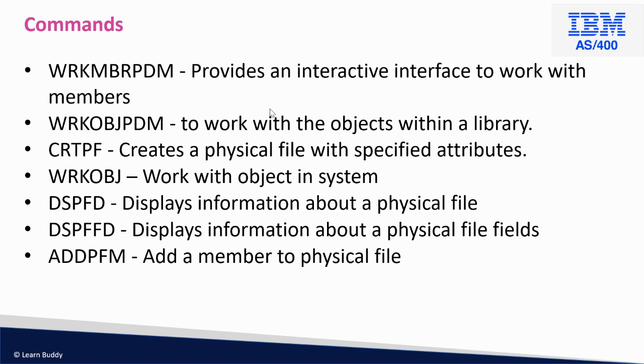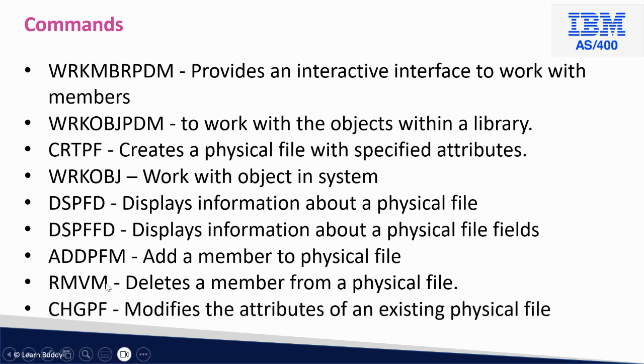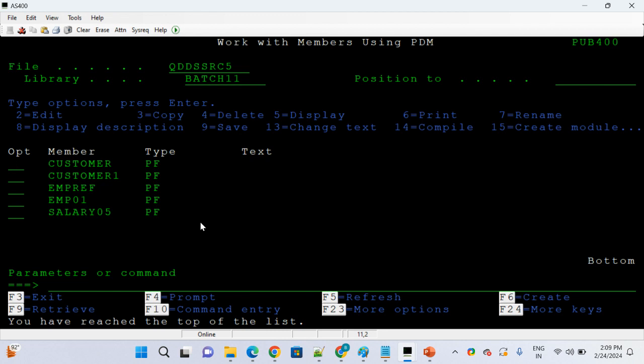DSPFFD displays information about the physical file fields, and I want to know what is the name and number, what is the length and data type. So you can go with the DSP. And ADDPFM is to add a member to the physical file, where you can add the members or remove. RMVM deletes the member from the physical file. Okay, and CHGPF modifies the attributes.